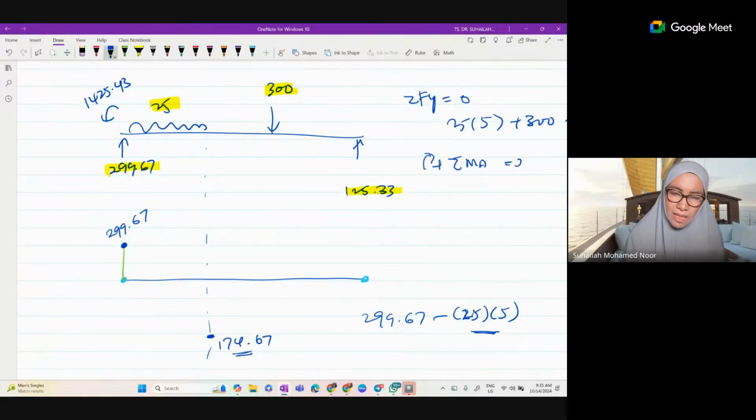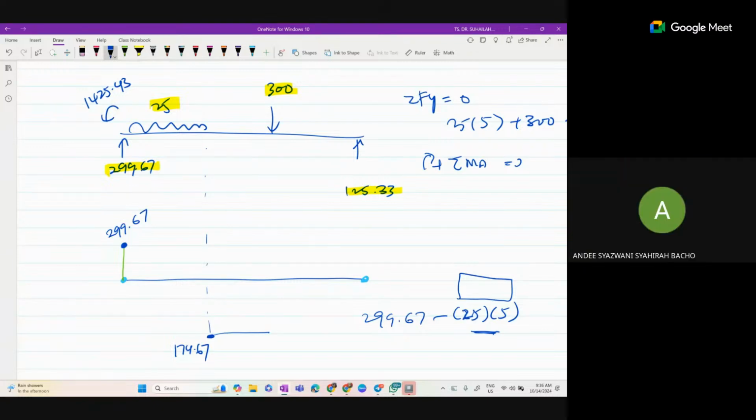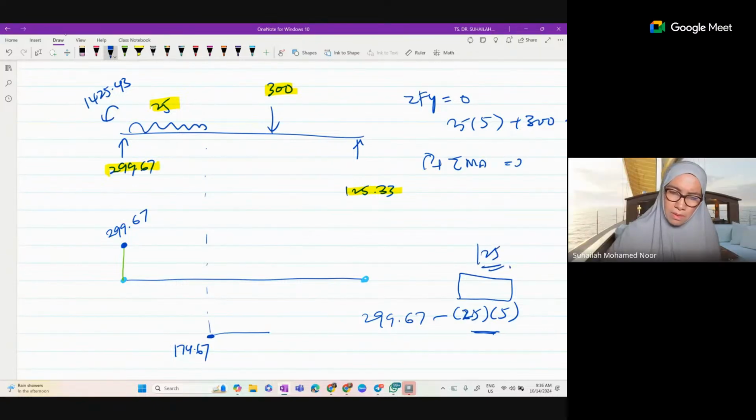Okay. So now kat sini dia tak ada point yang naik. Dia go straight je kat sini sampai sini, 174.67. Sekejap, 25 times 5 dapat apa? Yang ni dapat apa total nilai ni? 125. So 299 tolak 125 berapa?